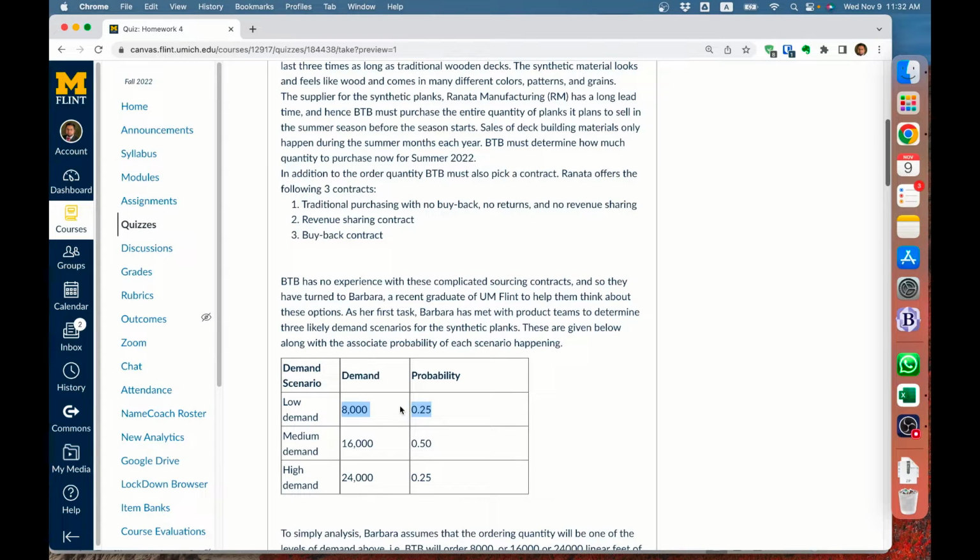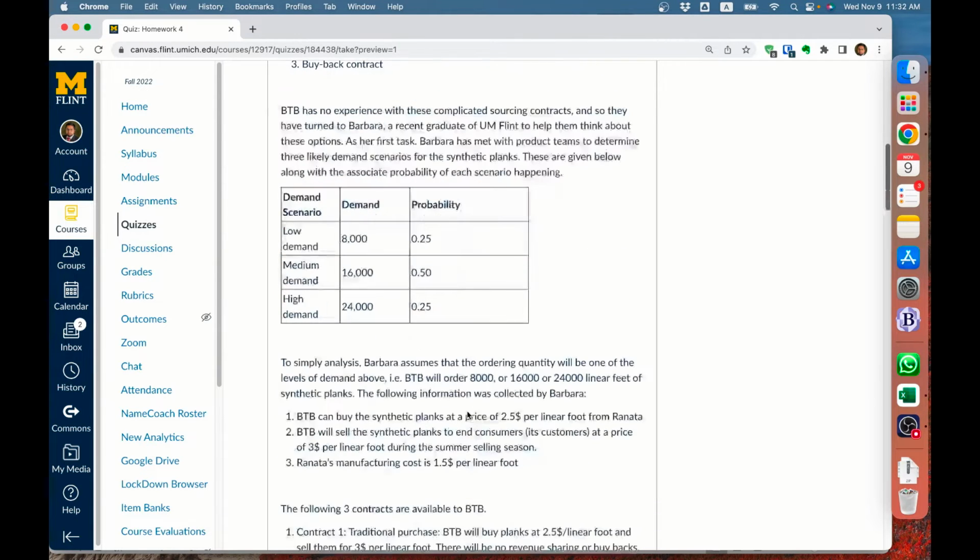Nobody likes these synthetic planks for some reason. People want to stand on real wood. Or there's also a chance a lot of people go for these synthetic planks, and we sell 24,000 linear feet with a probability of 0.25 or 25% chance. Now, Barbara could choose an order quantity which is any number between 0 and 24,000, I guess, because it doesn't make sense to order more than 24,000. That's the highest possible demand based on our judgment or estimation.